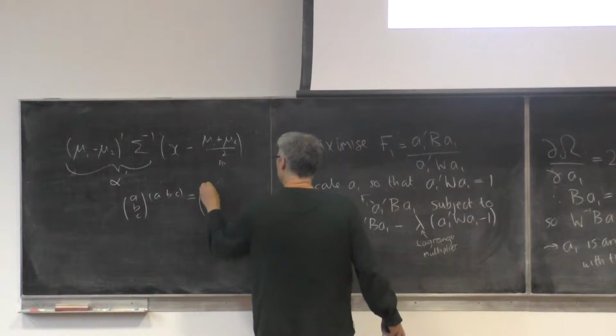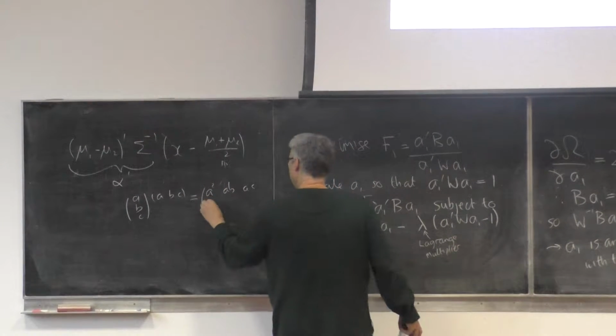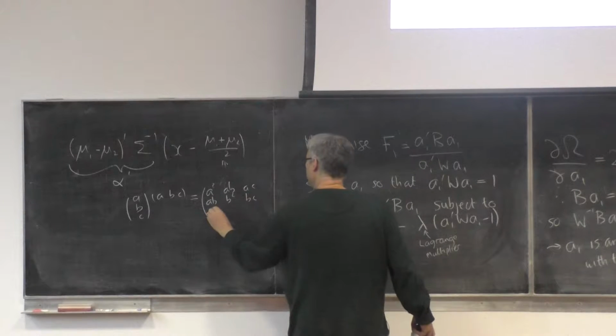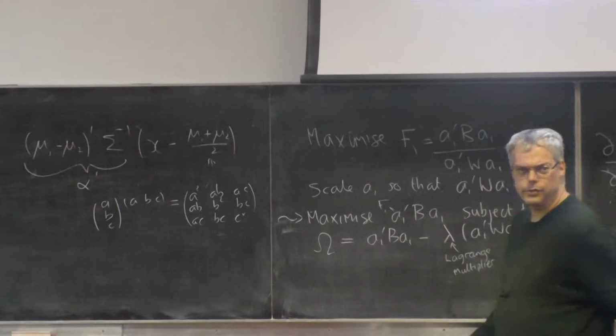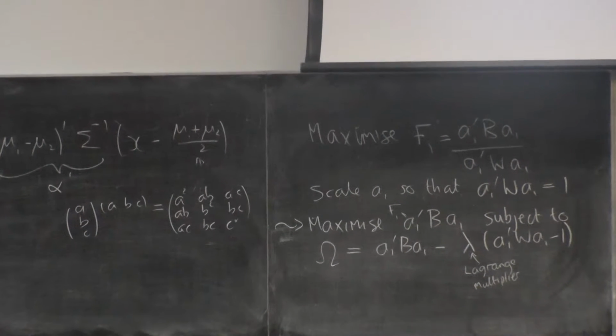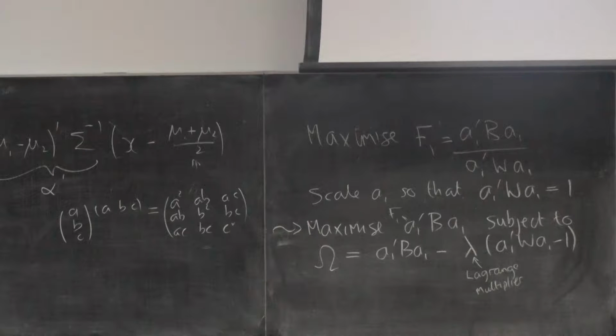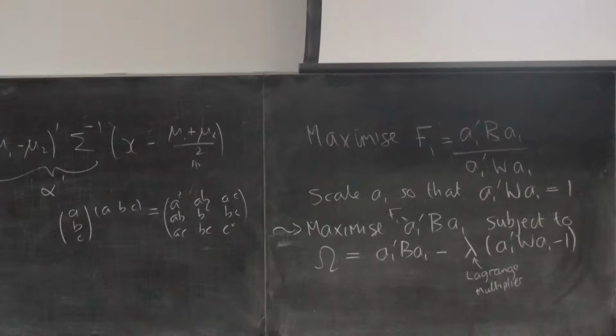I get a squared, AB, AC; AB, B squared, BC; AC, BC, C squared. And so every row is a multiple of ABC and every column is a multiple of ABC. The matrix has rank 1, and in fact that means it has only one non-zero eigenvalue.